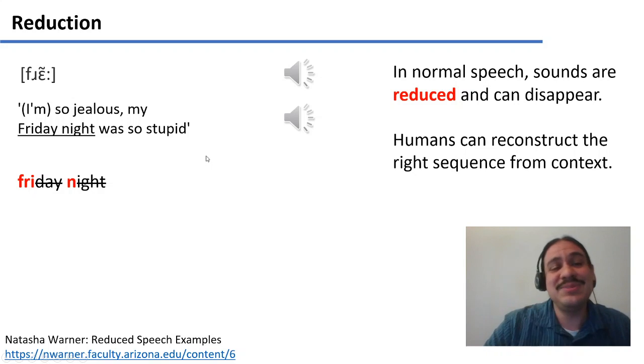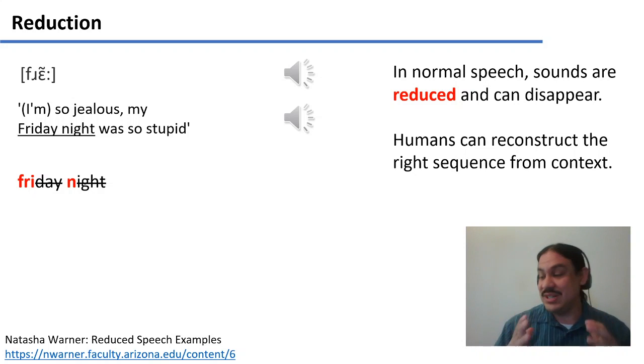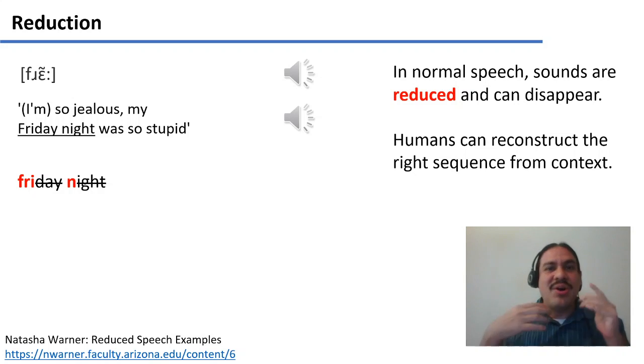And I promise you what she said is actually Fran. And you heard Friday night. We call this speech reduction. And it's going to be a massive issue for us in speech recognition, because there isn't a one-to-one mapping between the spectrogram and the sounds. Often humans reduce their speech. And this is not a bug. This is a feature of human speech.